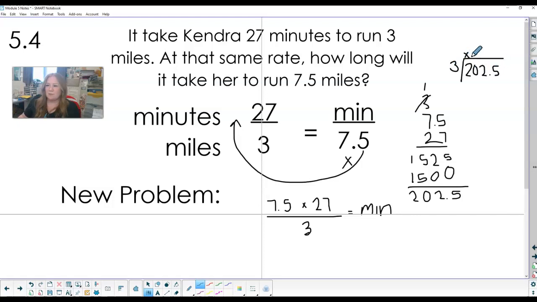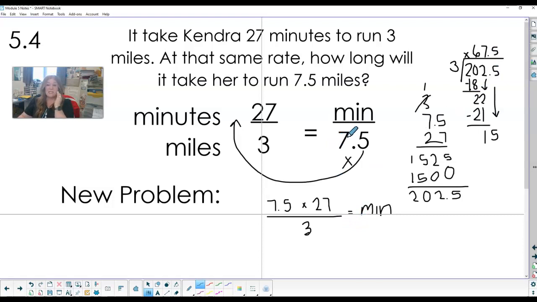So 3 can't go into 2, but it can go into 26 8 times, which is 24. Left over is 2, bringing down the next number. So 3 goes into 22 7 times, which is 21. Left over is 1, bring down the 5. 3 goes into 15 5 times, and there's my decimal.